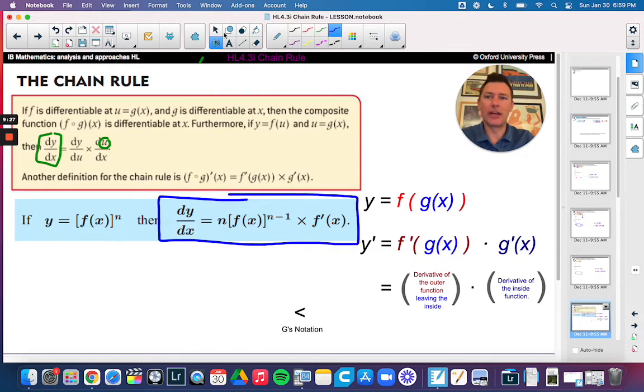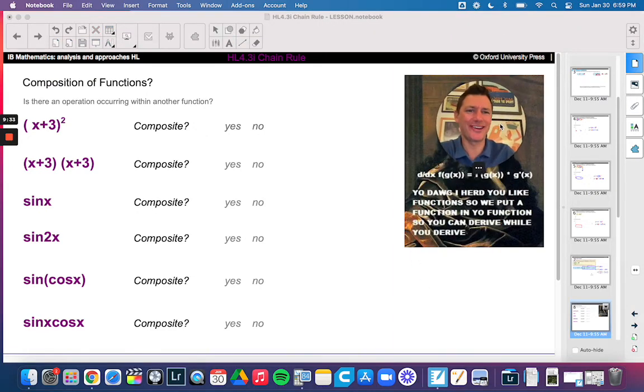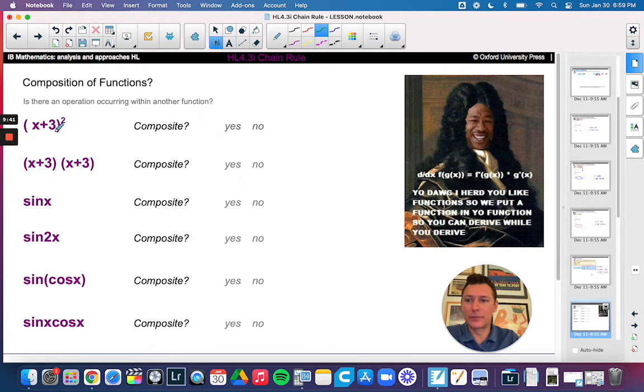Here's fancier notation. Let's try it out. Oh, maybe the hardest part. The hardest part, I think, is sometimes recognizing this. So is this one composite? Yeah, there's the inside function, this piece, and here's the outside function, squared. So yes, composite.